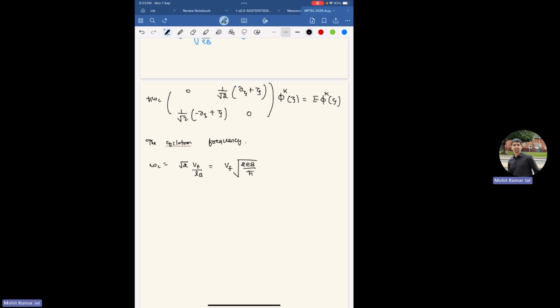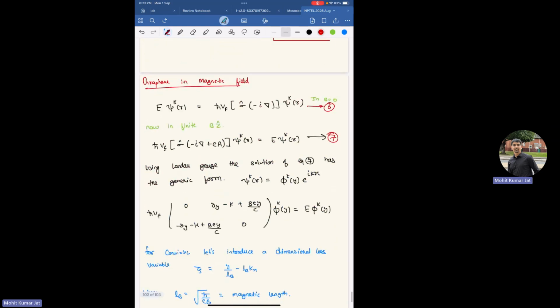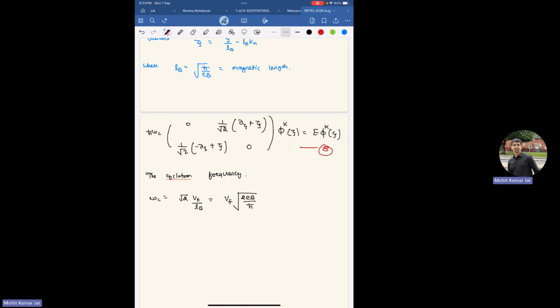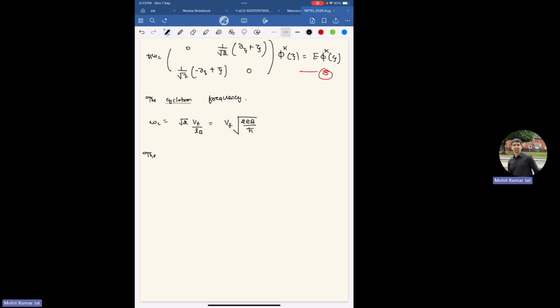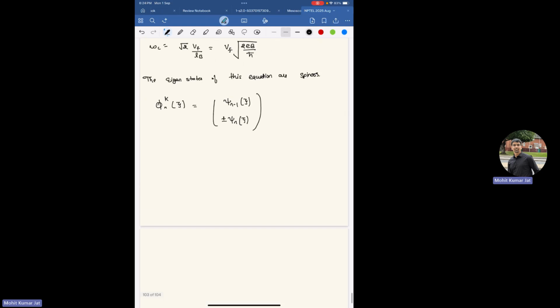So the eigenstates of this equation, which I will call equation 7 and 8, are spinors, right? So phi n k is psi n minus 1 of xi and plus or minus psi n of xi, where the first entry refers to sublattice A and the second entry to sublattice B.